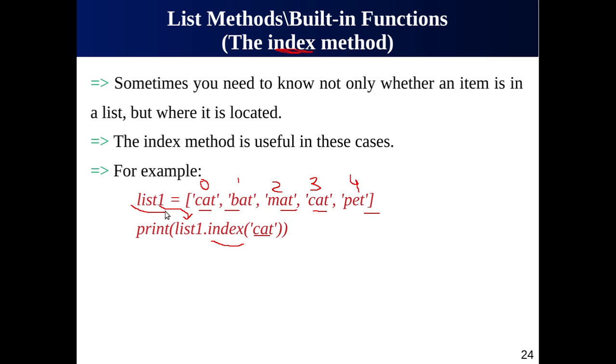It's like this. Hey, we have a list. The name of the list is list 1. And we have an element. The name of the element is Kate. What is the index? What is the position? What is the location of this element in this list? So the output is 0.